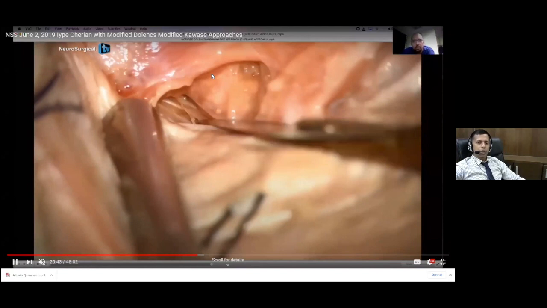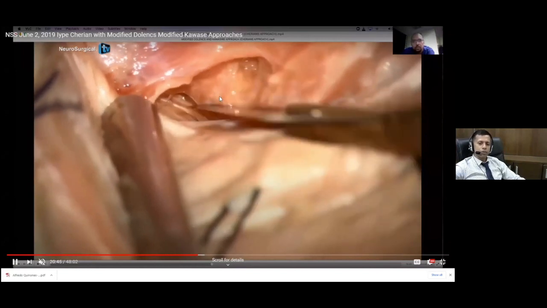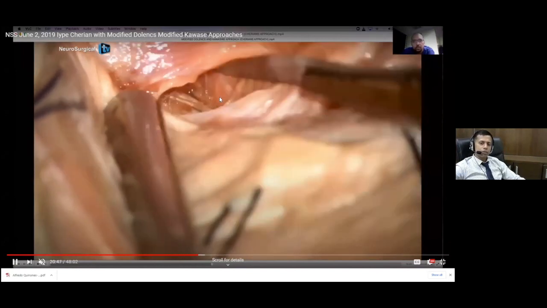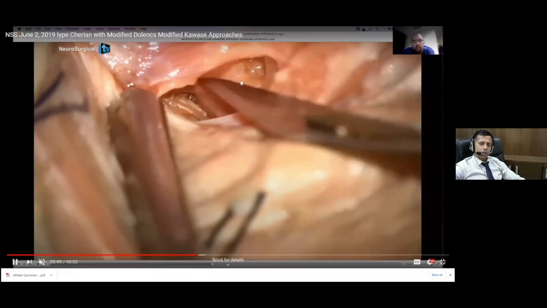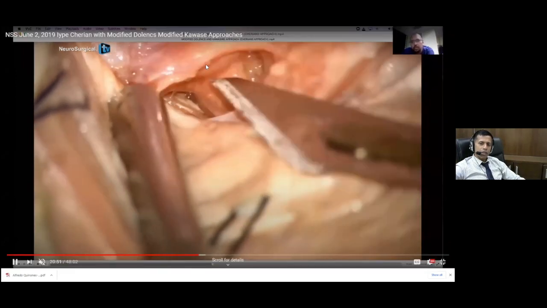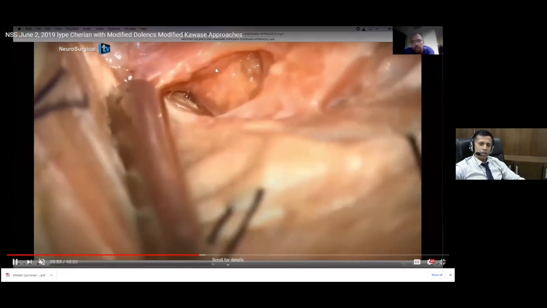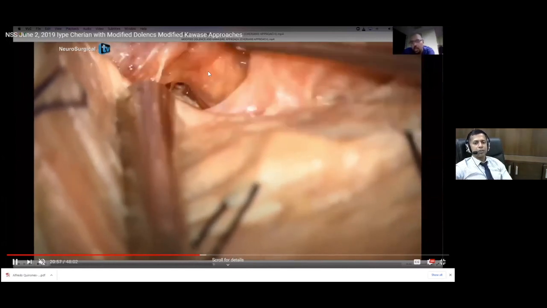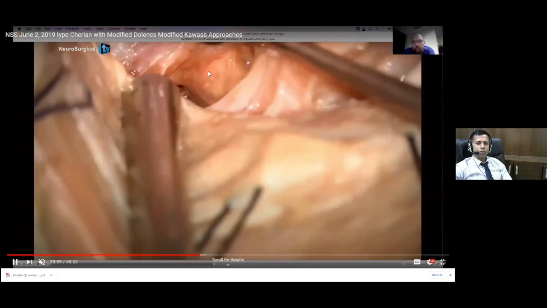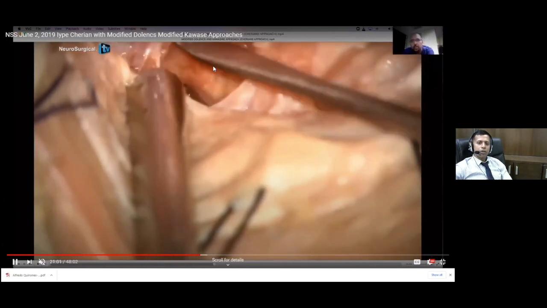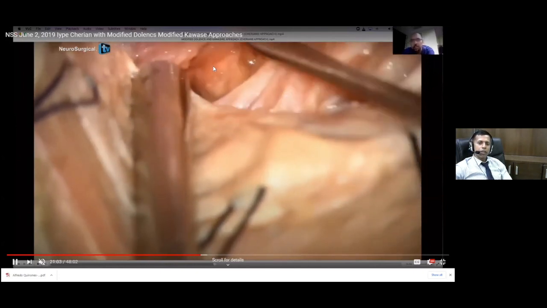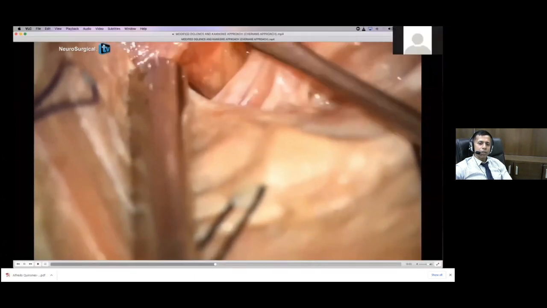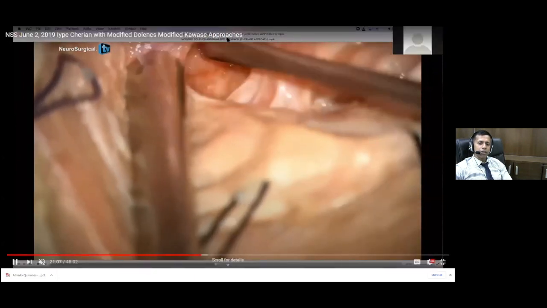I'll hook it out for you, very soon. That's the C5 carotid, and see the sixth nerve. That's the sixth nerve, beautifully seen there inside Parkinson's triangle. So I'm going to hook it out for you. Don't do that in real cases, please. You'll end up with a sixth nerve palsy.